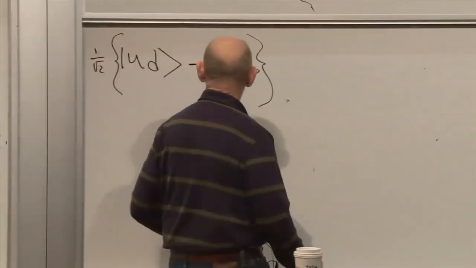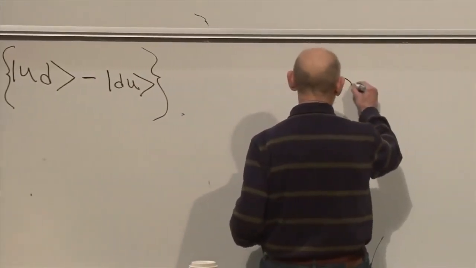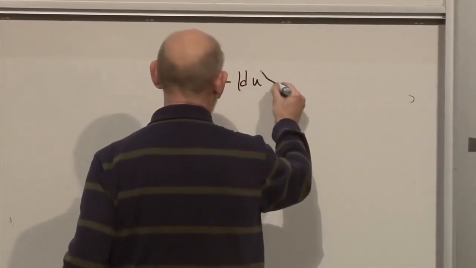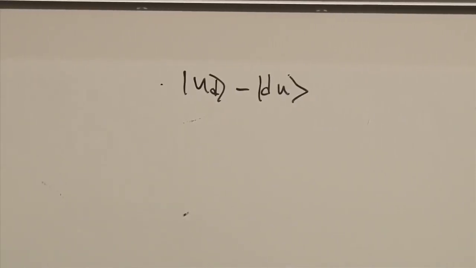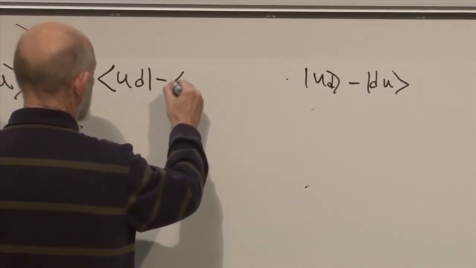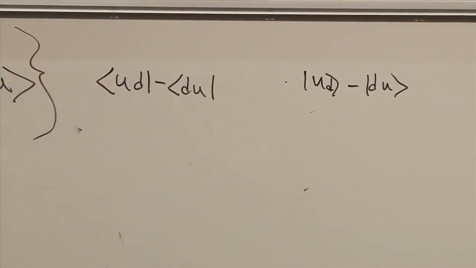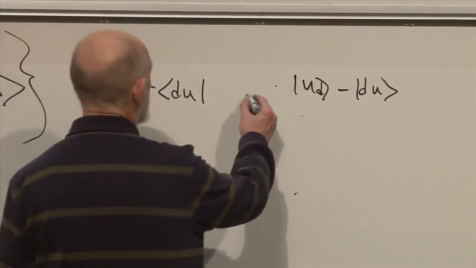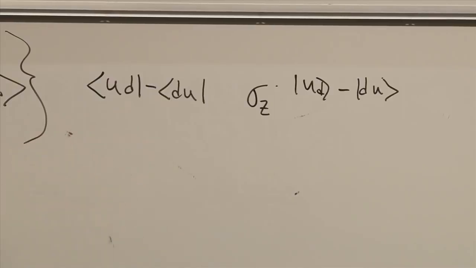The square root of 2 here is not important. We have up down minus down up. We're going to take the expectation value, so that means we have to make a sandwich. The sandwich will have up down minus down up, and in the middle we're going to put a sigma. We could do the same with tau and get the same answer. So let's put sigma z first.